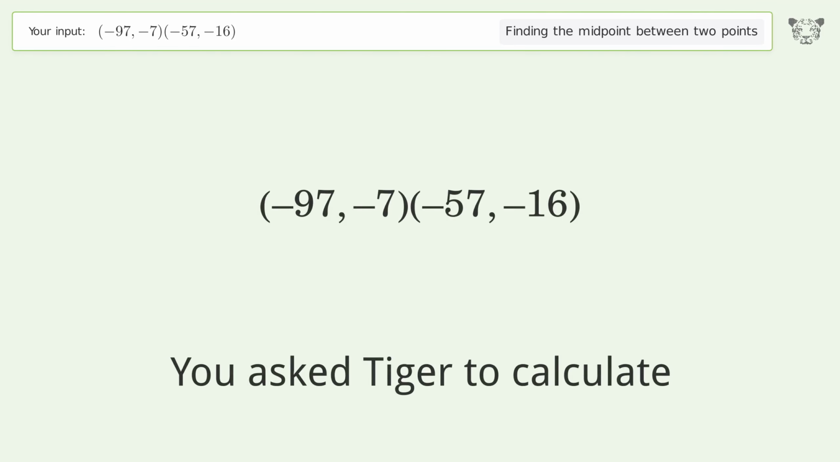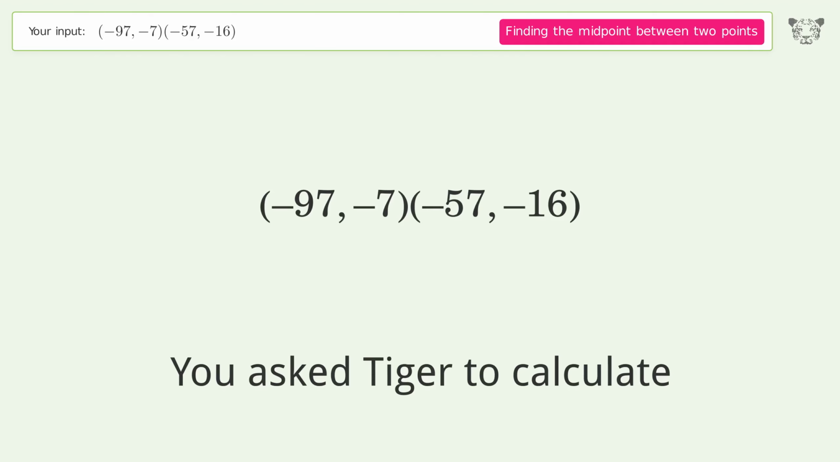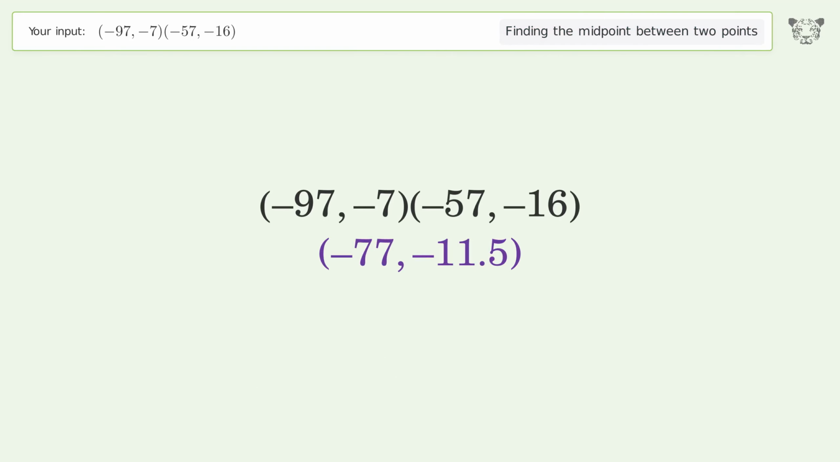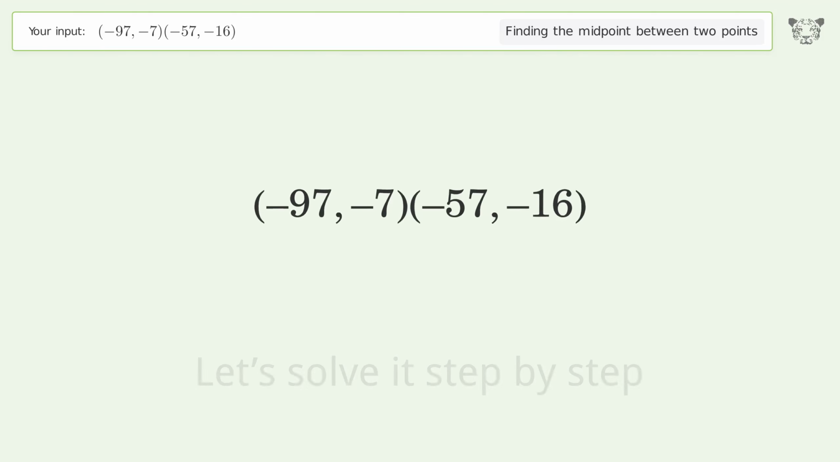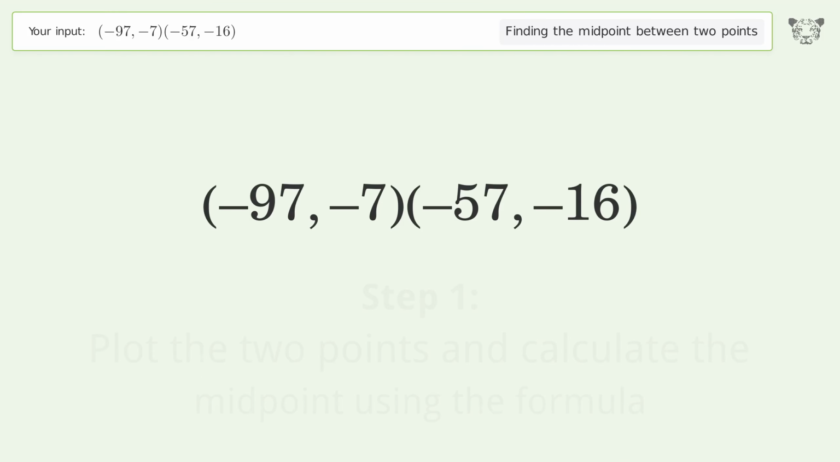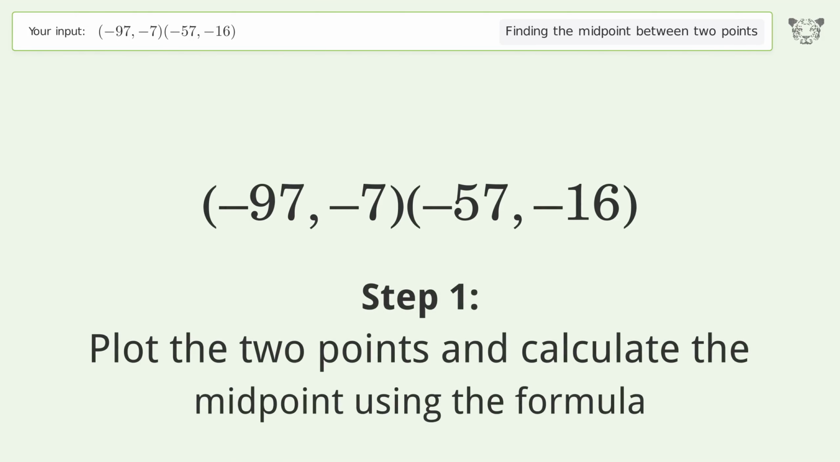You ask Tiger to calculate. This deals with finding the midpoint between 2 points. The midpoint between the 2 points is -77, -11.5. Let's solve it step by step. Plot the 2 points and calculate the midpoint using the formula.